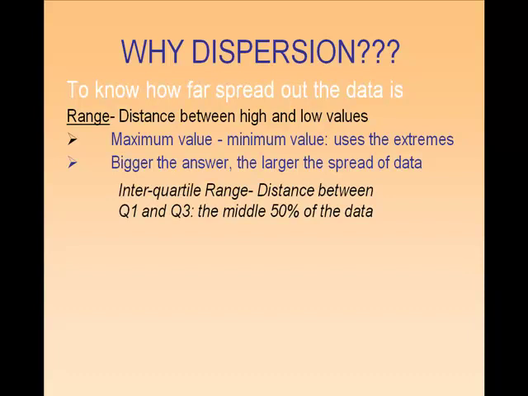A special instance of this is called the interquartile range. This is the distance between quartile 1 and quartile 3 and takes up the middle 50% of the data.